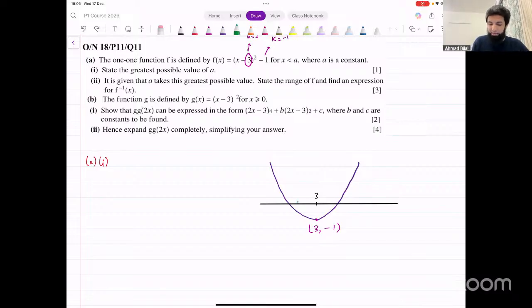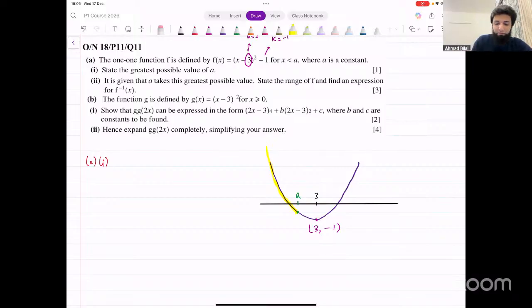Okay, let's take another scenario. Let's suppose A is here. If A is here, that means we are looking at the part of the graph to the left of A. That's this part of the graph. Is this one-to-one? Yes, this yellow part is one-to-one.